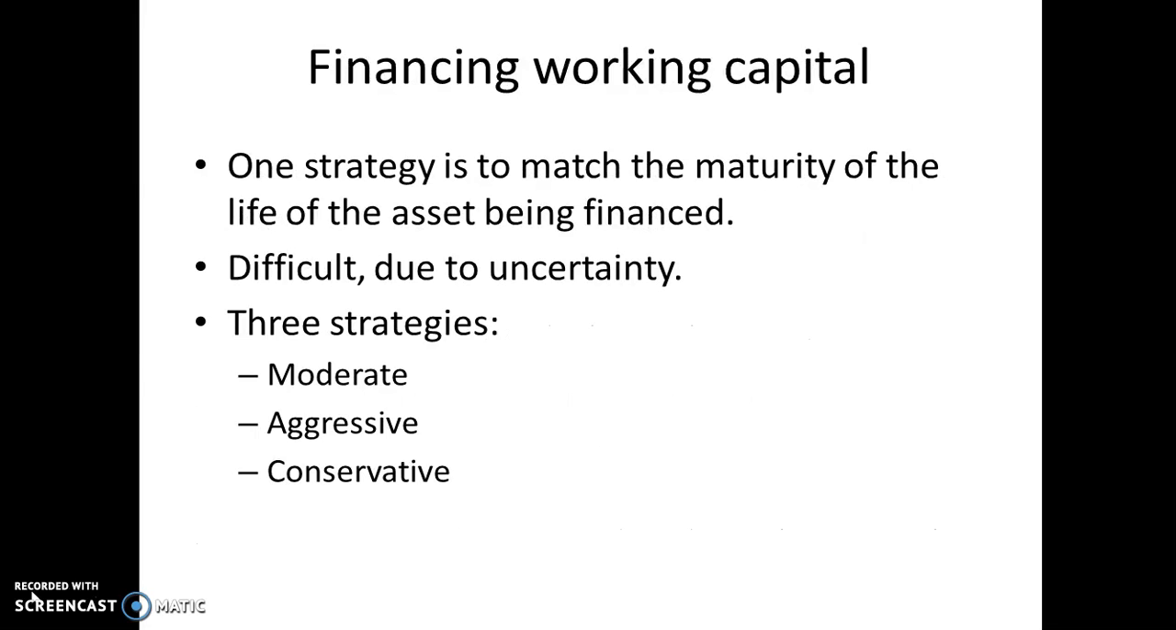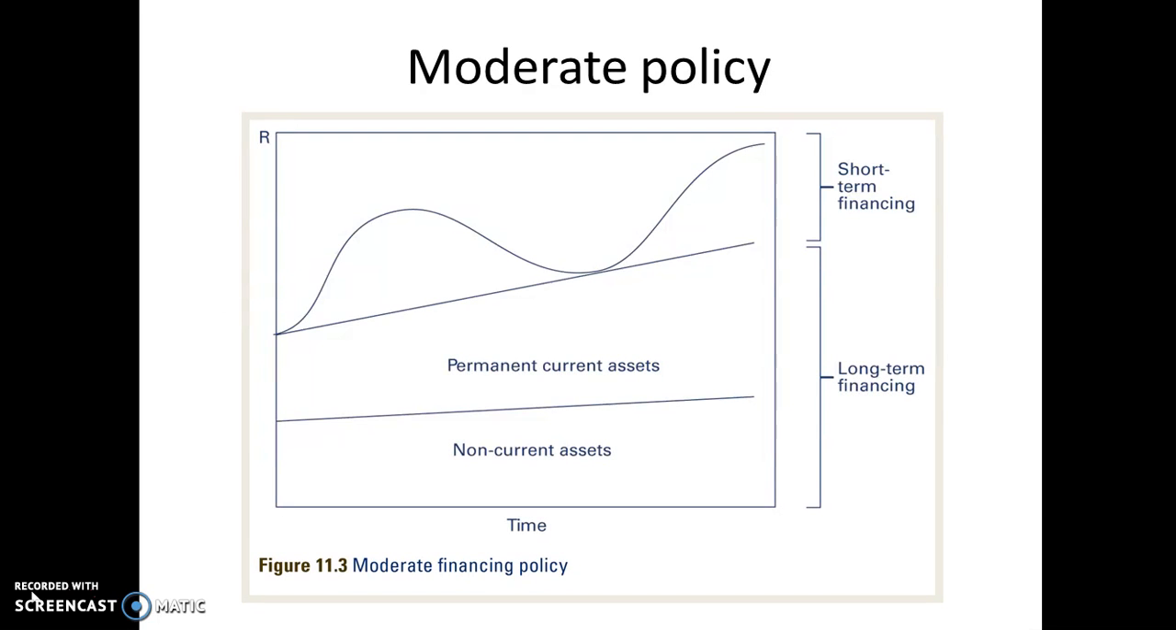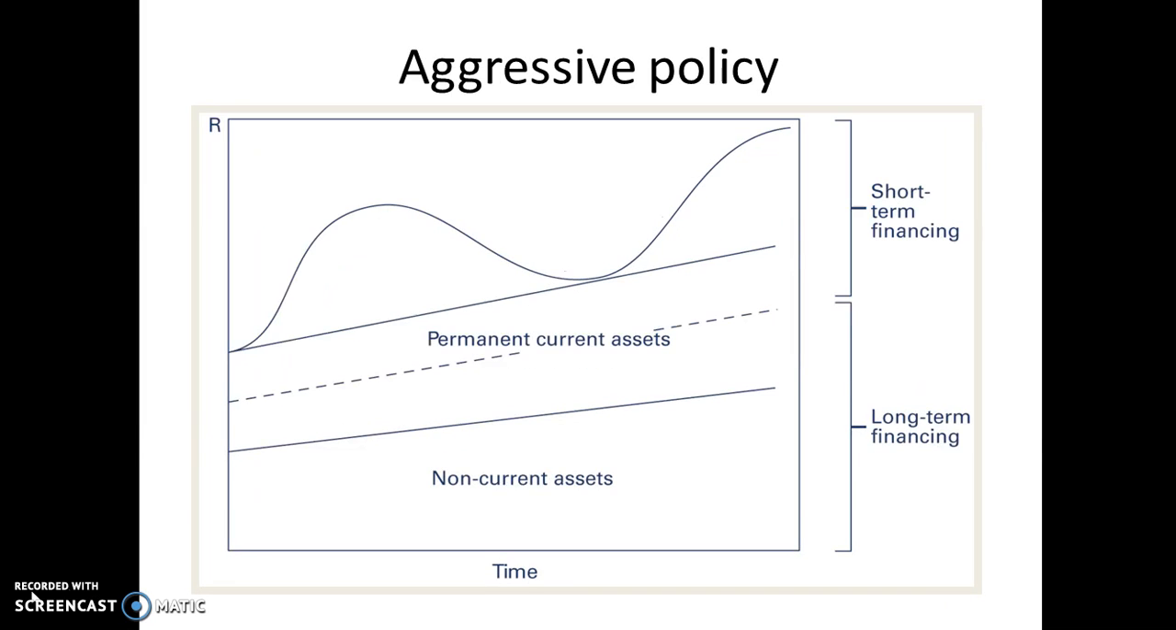So how do we finance working capital? The one strategy is to match the maturity of the assets to the finance. So short-term assets with short-term finance, and then long-term assets with long-term finance. But it's very difficult due to the uncertainty involved. So again, there's the 3 strategies. So you can see the moderate financing strategy, where our non-current assets, the fixed assets, plus the permanent portion of current assets are financed with long-term loans, and then just the short-term portion with current liabilities, the fluctuating part.